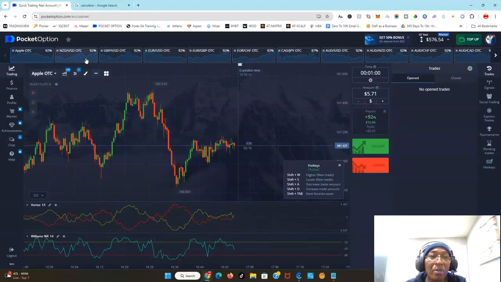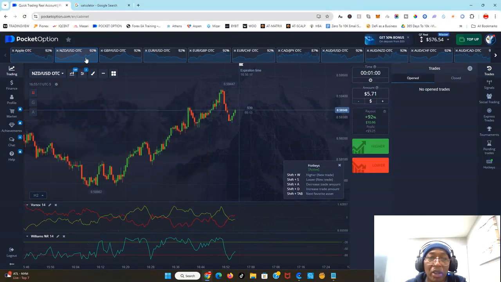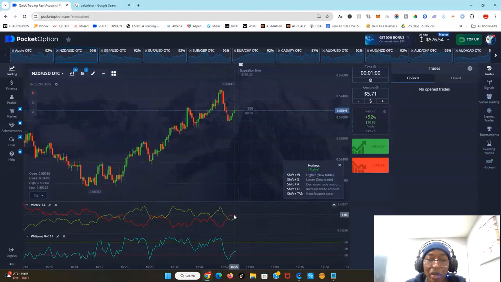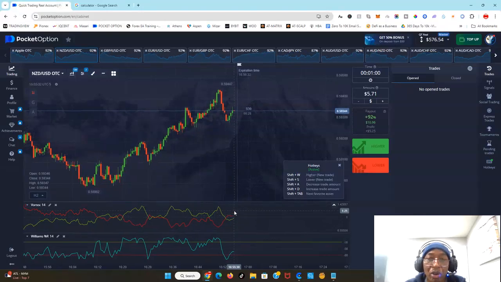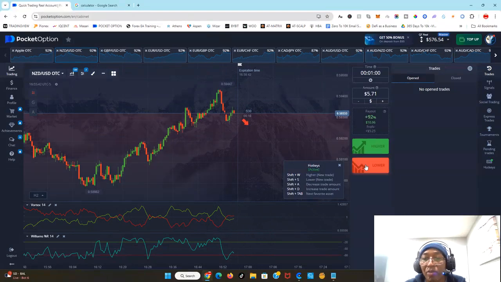Let's look for another pair. There we go. All right, so guys, looking at this pair, what do you think? You can see here it shows a strong sellers position. You can see the sellers are above. The Williams shows us the sellers are way stronger, pushing down. Even the Vortex is showing us the sellers are stronger because the red is above the green. So in this case, we're going to take a sell option.